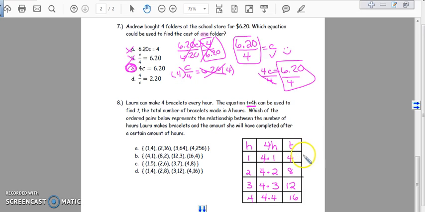So now we're going to write these as coordinate pairs. Again, I take my first box, comma, my second box. So 1, comma, 4. This one, 2, comma, 8. 3, comma, 12. 4, comma, 16. So let's see what matches. 1, comma, 4, yep. 2, comma, 8, no. 1, comma, 5, nope. 1, comma, 4, yep. 2, comma, 8, yep. 3, comma, 12, yep. And 4, comma, 16. So D is my answer.